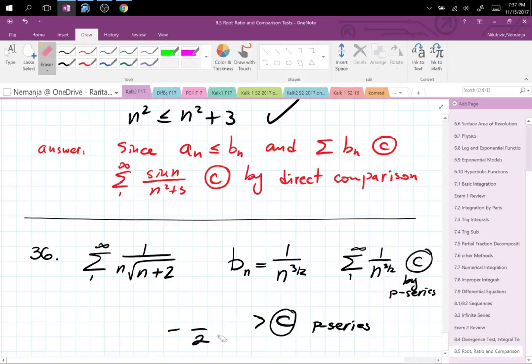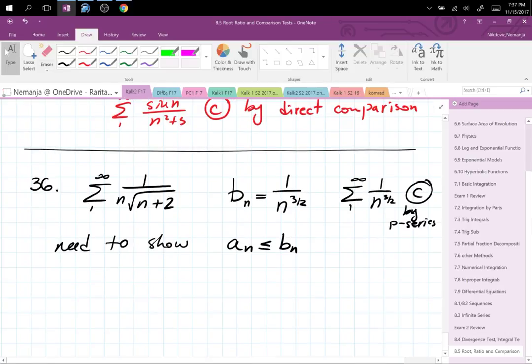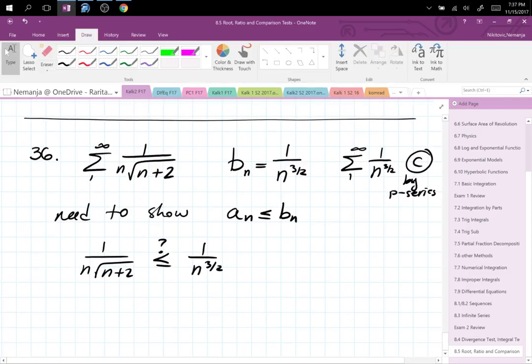So now that I'm done with that analysis, I have b_n, and all I need to show now is that a_n is smaller than b_n. Because remember, b_n needs to be bigger. If b_n is bigger and converges, it forces the smaller one to converge as well. So I show that 1 over n square root of n plus 2 is smaller, question mark, than 1 over n to the 3/2. Is this the case? Unfortunately, no, right?